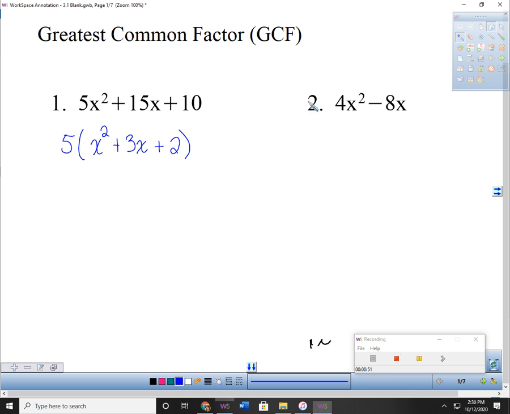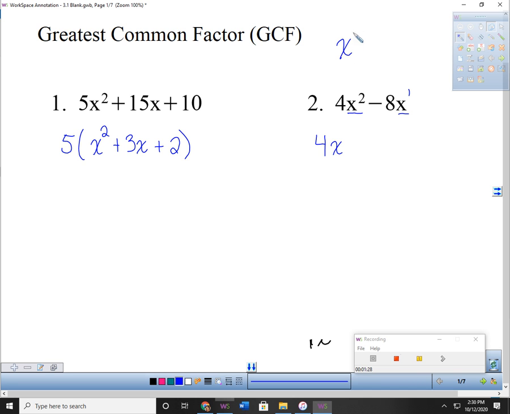So if you look at number 2, what's the greatest common factor between 4 and 8? 4. But then you also have an x squared here and an x to the first here. So how many x's can I factor out? 1. I can't take more than what I have, correct? So if I have 2 x's here and 1 x here, I can take the smallest number out.